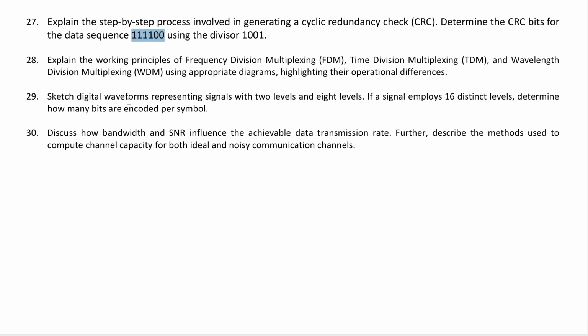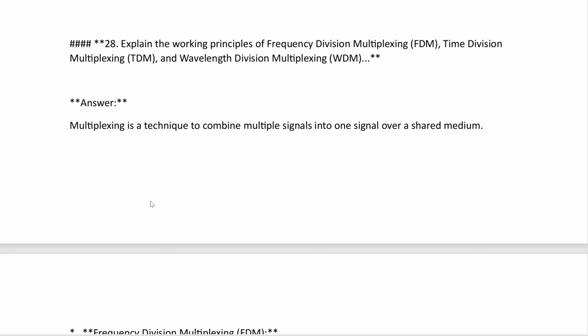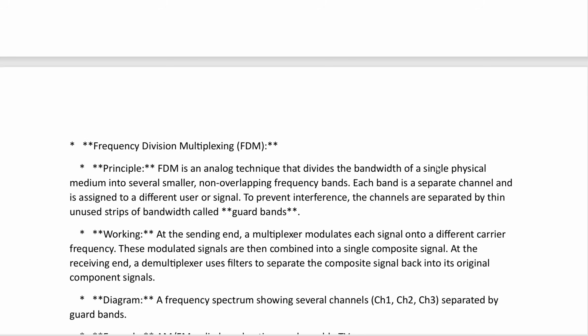Now we jump to problem number 28. Problem 28 says: explain the working principles of frequency division multiplexing, that is FDM, time division multiplexing, TDM, and wavelength division multiplexing, WDM, using appropriate diagrams highlighting their operational differences, right? So what is multiplexing? Multiplexing is a technique to combine multiple signals into one signal over a shared medium.